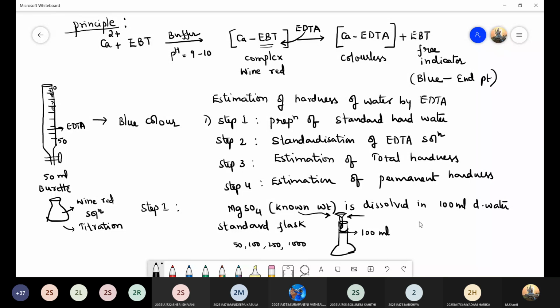Yes, ma'am. What is a standard solution? A solution whose concentration is known is called a standard solution. Here you can calculate the concentration of the solution you prepared by using the formula: molarity equals weight by molecular weight into 1000 by the volume of the solution.